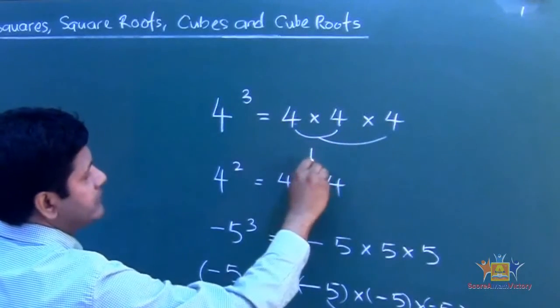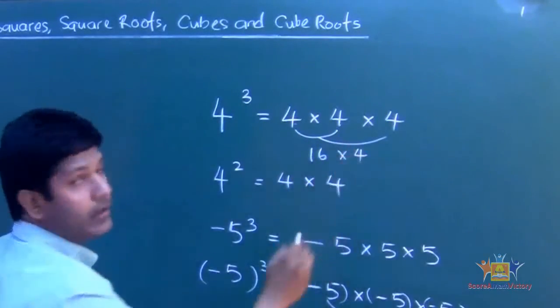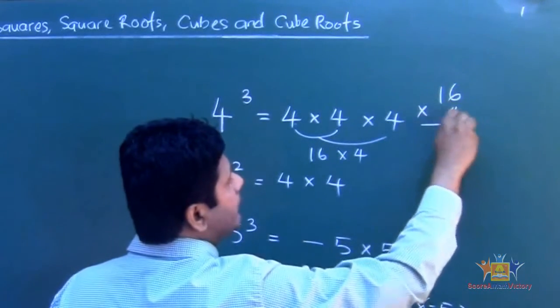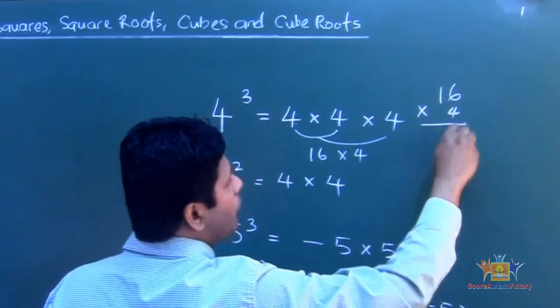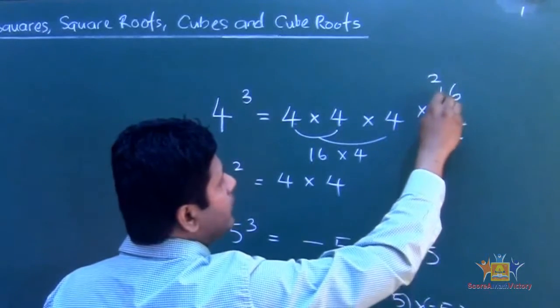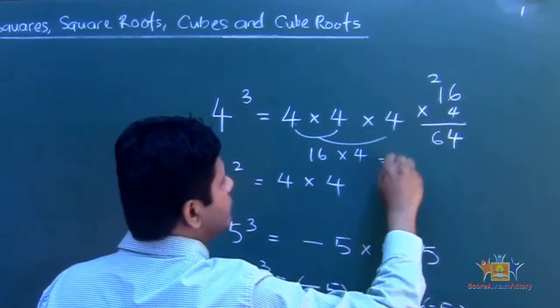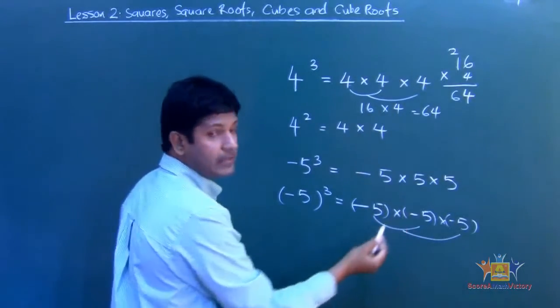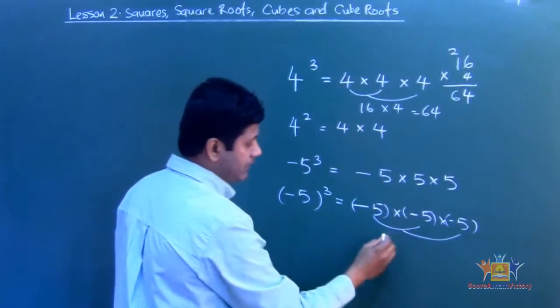4 times 4 is 16. 16 times 4, that's outside our timetable, so we're going to use the long multiplication method. 4 times 6 is 24, 4 carry 2. 4 times 1 is 4, plus 2 is 6. So 64. See that?